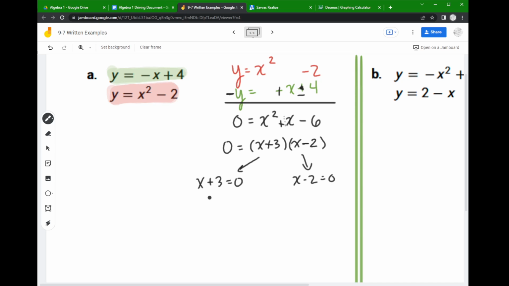So to undo the addition here, I'm subtracting 3 from both sides of the equal sign. And here, to undo the subtraction, I add 2 to each side of the equal sign. So my two x values for my ordered pairs are negative 3 and 2.